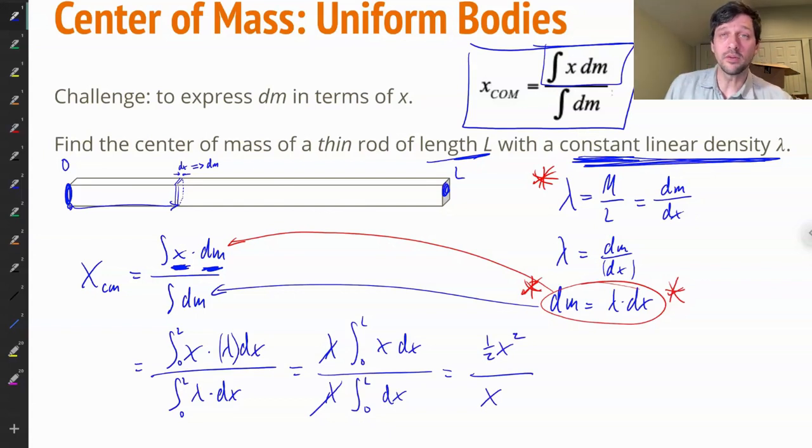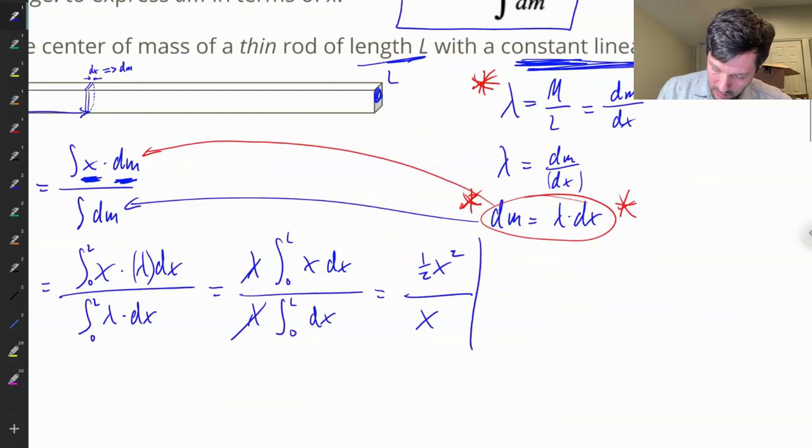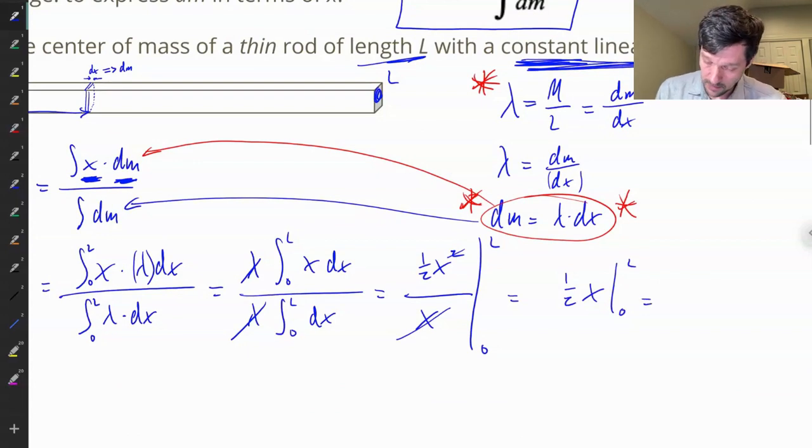And now that we've done the integration, we can cancel some stuff out. Whatever we get after canceling, we're still going to evaluate from 0 to L. Well, x cancels with that squared, and so what we're left with is 1/2 x evaluated from 0 to L. We plug in L for x and 0 for x, and we get a final answer of 1/2 L. Isn't that nice? Satisfying.